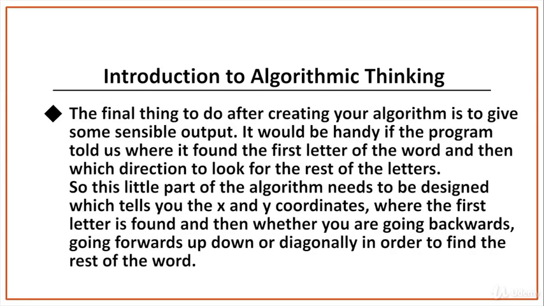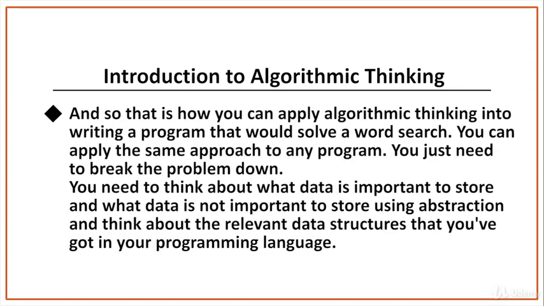The final thing to do after creating your algorithm is to give some sensible output. It would be handy if the program told us where we found the first letter of the word and then which direction to look for the rest of the letters. So this little part of the algorithm needs to be designed, which tells you the x and y coordinates where the first letter is found, and then whether you're going backwards, forwards, up, down or diagonally in order to find the rest of the word.